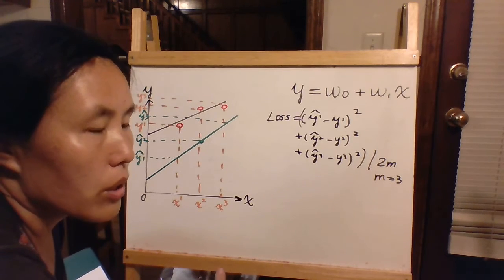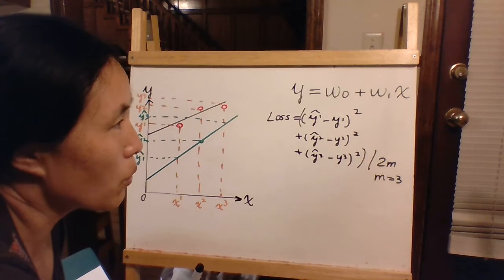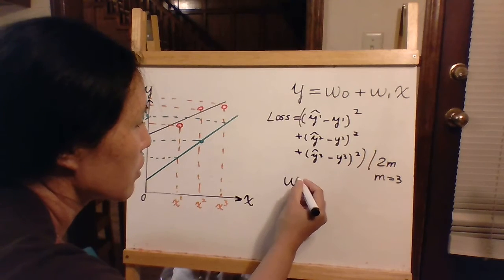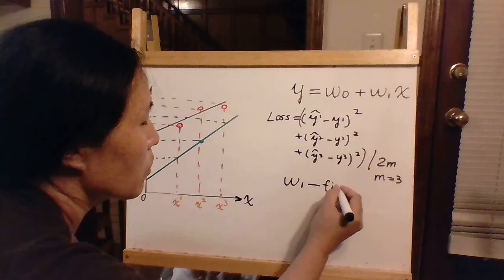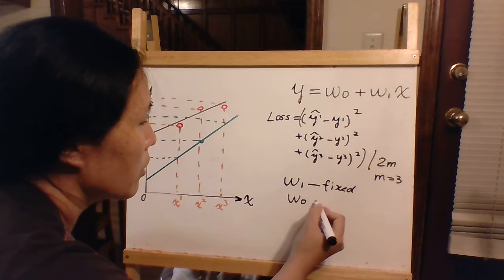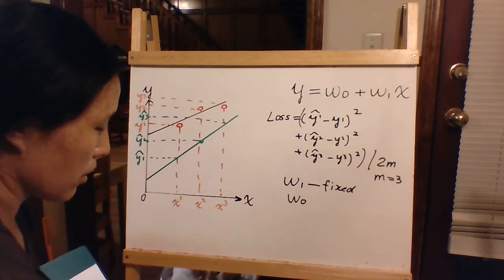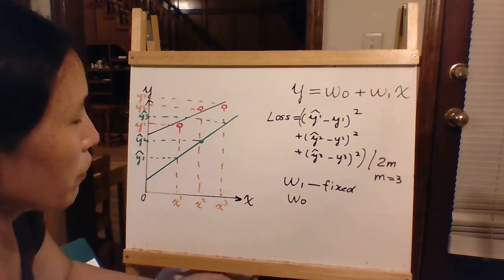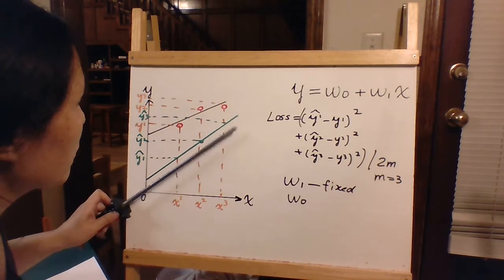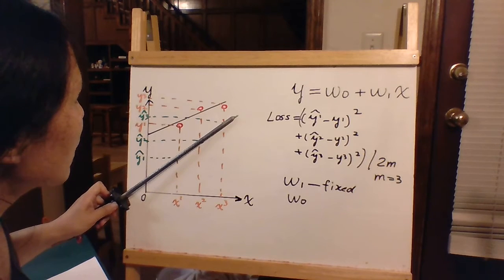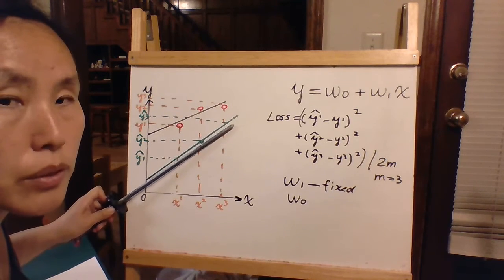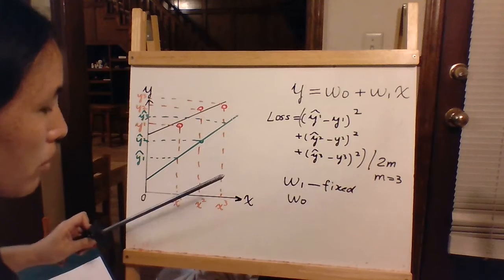Usually it's hard to deal with two variables at a time, so let's fix one variable and focus on the other. In this case, let's keep W1 fixed. We don't want to change how the line is tilted, but we want to change how the line moves up and down, since it's easier to do. So if we fix W1 and change W0, it'll go something like this. If we increase W0, the line will move up. And if we decrease W0, the line will move down. That's what W0 does.